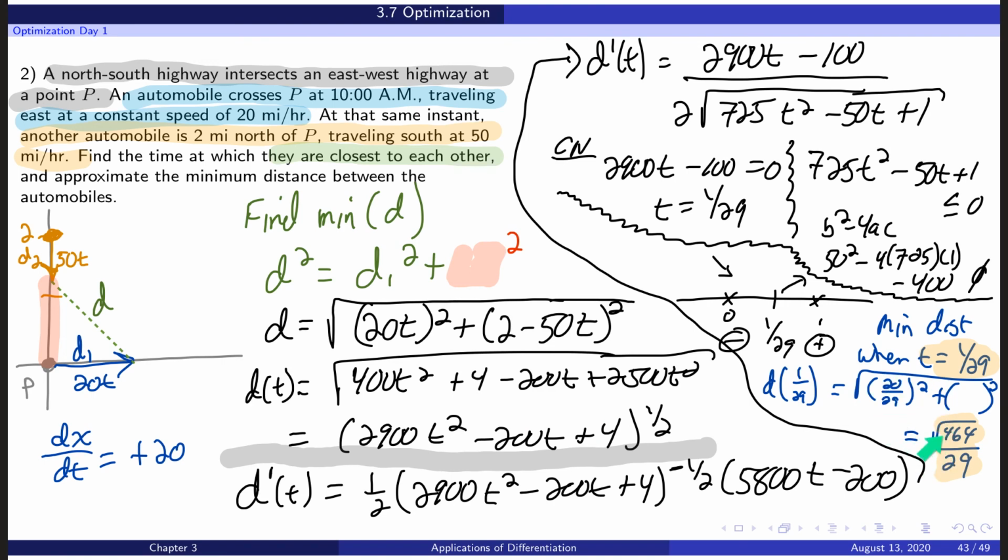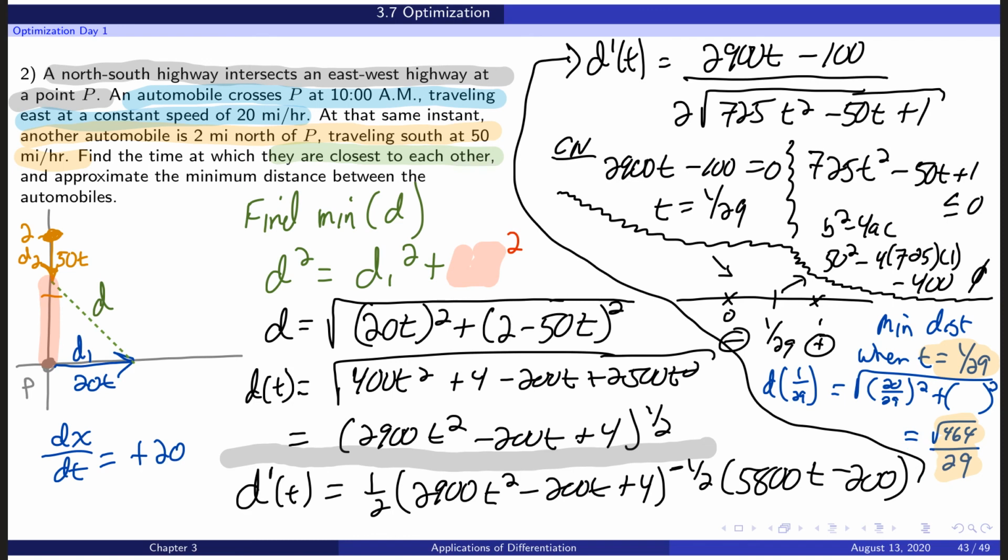So going back and making sure that you've answered the questions: find the time at which they are closest, 1/29th of an hour. Approximate the minimum distance. Plugging 1/29th into that distance function produces this here. They would probably tell you to round it to 2 decimal places, but this is the exact answer.